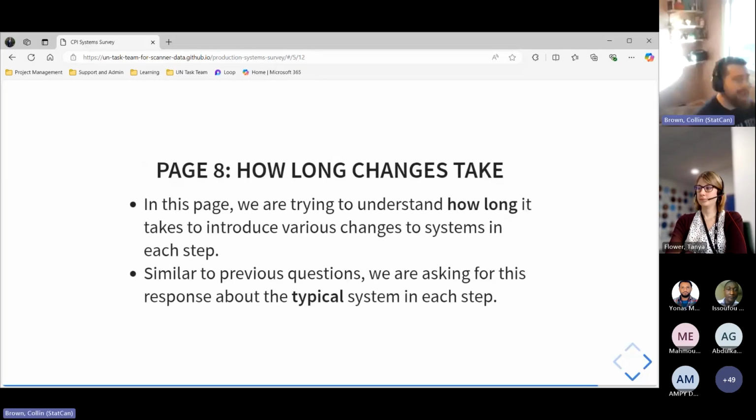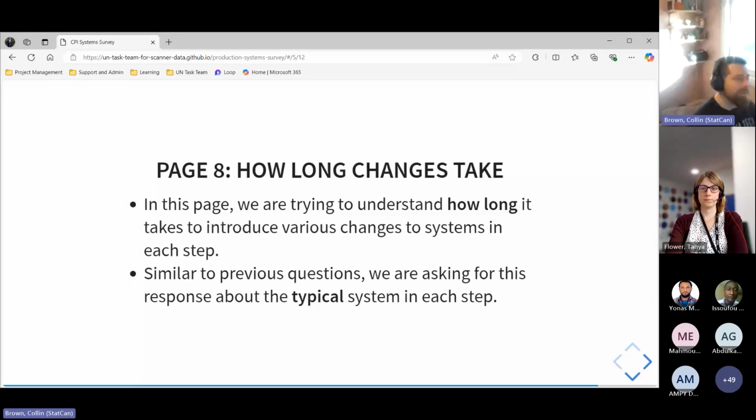Page 8 talks about how long changes take. So again, we're thinking, I want to make a change to a system. How long does it take to go from the initiation of that to the change being in production and live in use? And again, we talk about this for small changes and for large changes. The survey explains in more detail what we mean by that. And again, like before, we're talking about this for the typical system. So for the typical system, how long on average do these changes take?